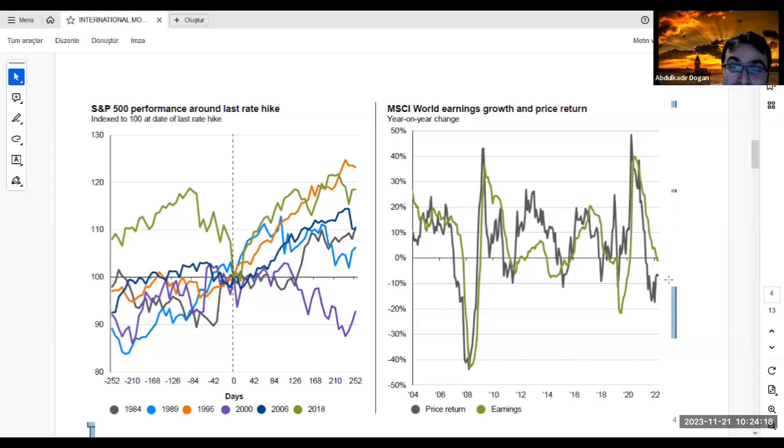For that reason, earnings and price return have a huge correlation in the market. And as I see here, the green line, the earnings, sharply decreased during the COVID crisis. Now the price returns have started to increase because everybody in the market expects that the earnings will be compensated and recover the losses which happened during the COVID crisis.